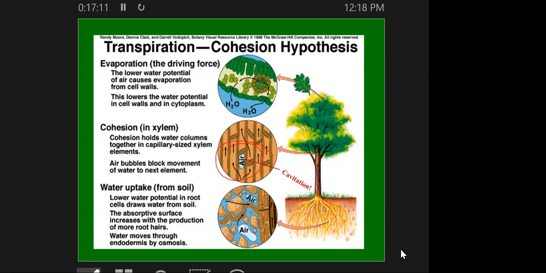Yes. Yep, because that, you're exactly right. The tension force is greater, like higher up on the tree trunk, for example. Yes.